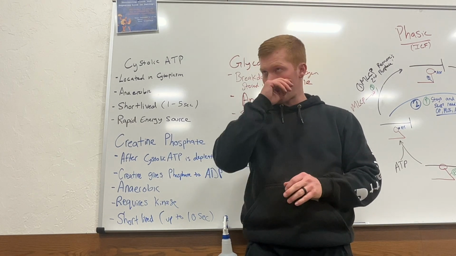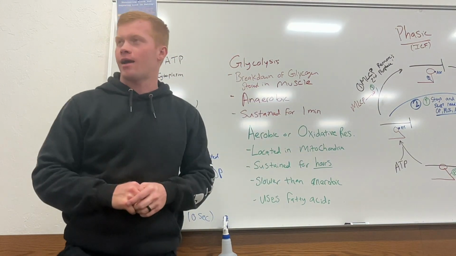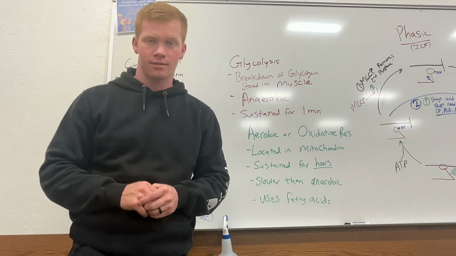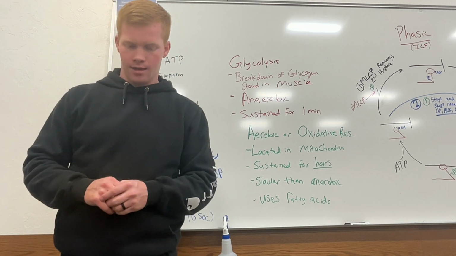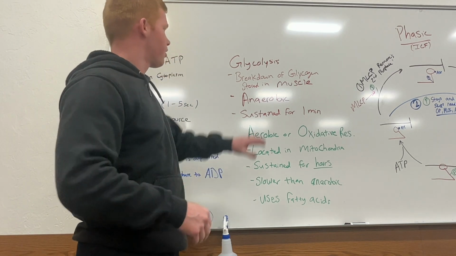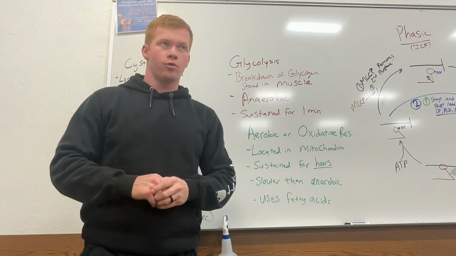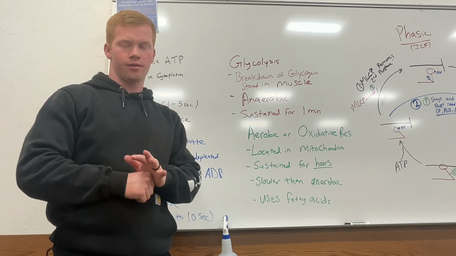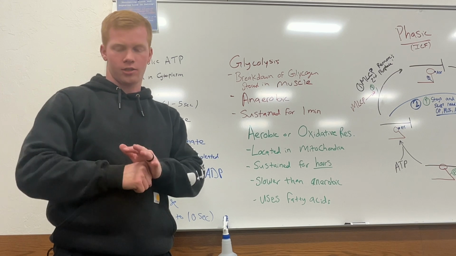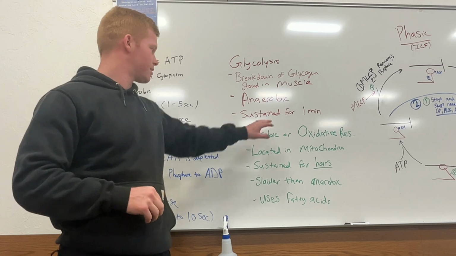The next one we're going to talk about is the last anaerobic one. It doesn't require oxygen. That one is glycolysis, or glycogen. This one uses glycogen that's stored within the muscle cell, or just stored in the muscle. It breaks down and uses the glycogen as fuel or energy. Like we said, that one doesn't require oxygen, and I think this one lasts up to a minute. Yeah, it's sustained for a minute.